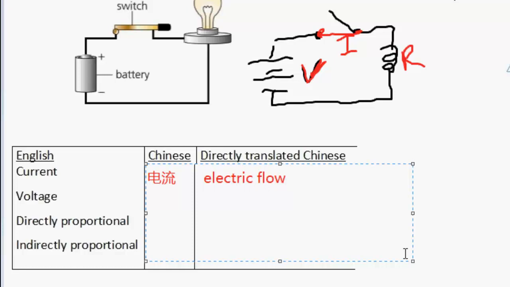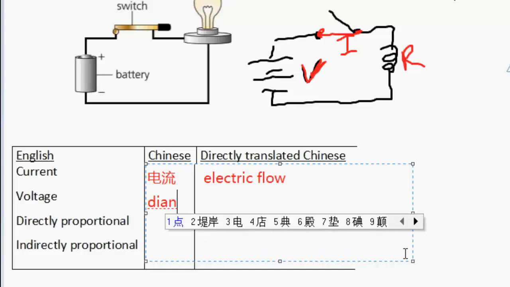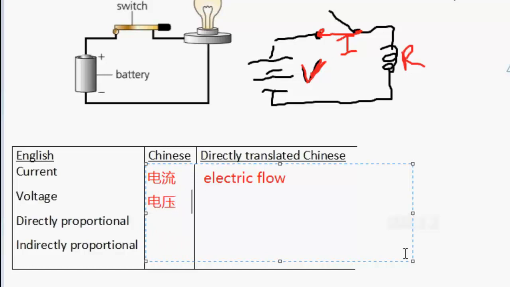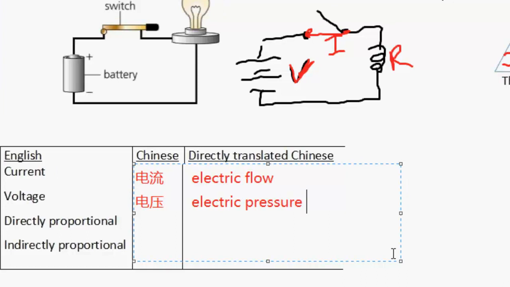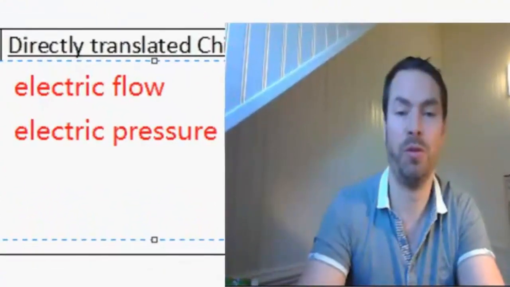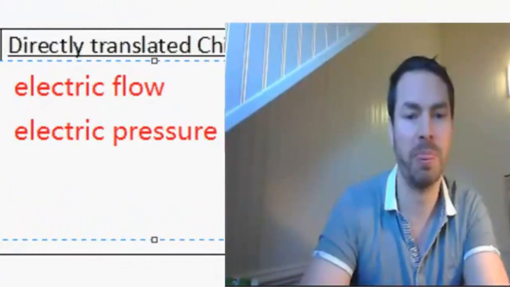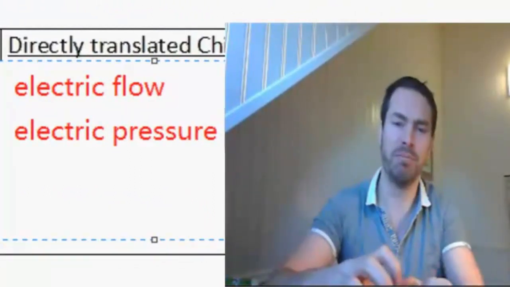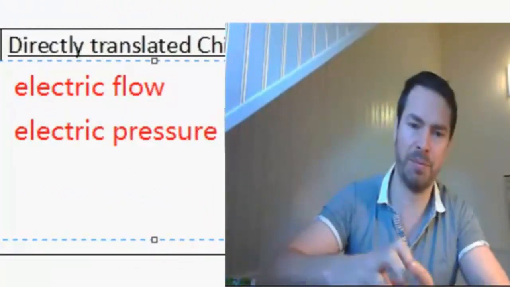Voltage, this is simply Dian Ya, which is electric pressure. So a hydraulic analogy is often used to explain how often when you have high water pressure, you can create more flow through a pipe.